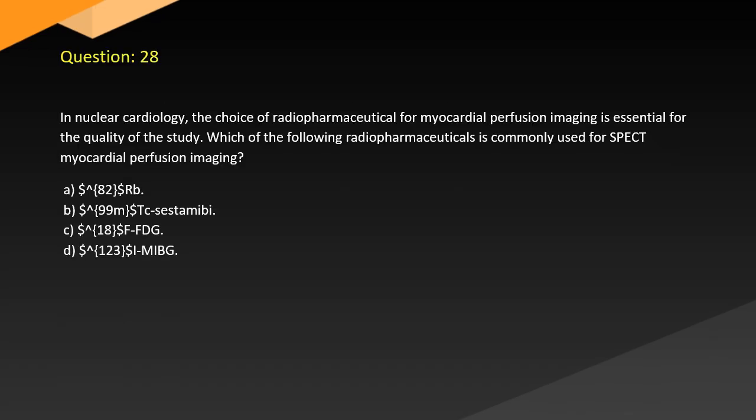Question 28. In nuclear cardiology, the choice of radiopharmaceutical for myocardial perfusion imaging is essential for the quality of the study. Which of the following radiopharmaceuticals is commonly used for SPECT myocardial perfusion imaging? A. 82Rb. B. 99mTc sestamibi. C. 18 FDG. D. 123I MIBG.